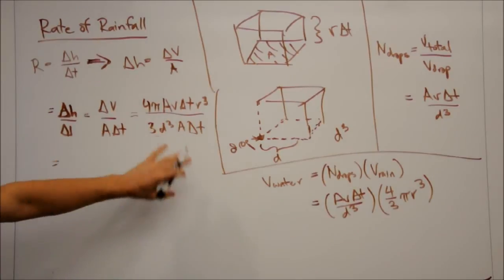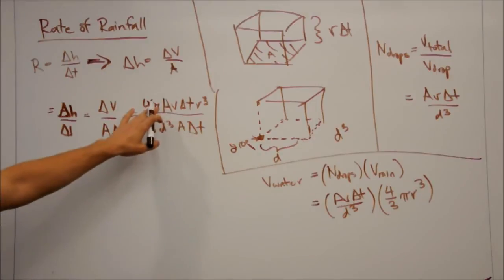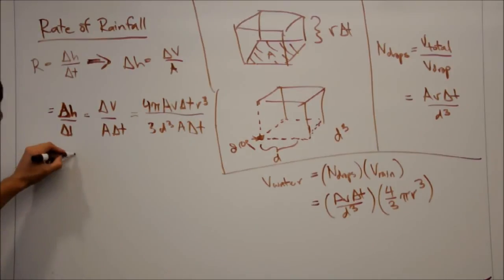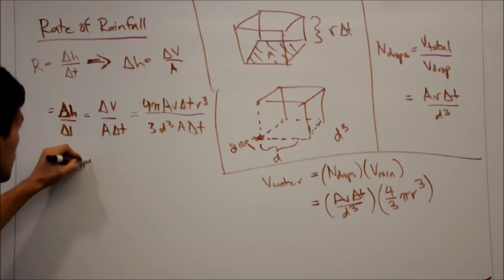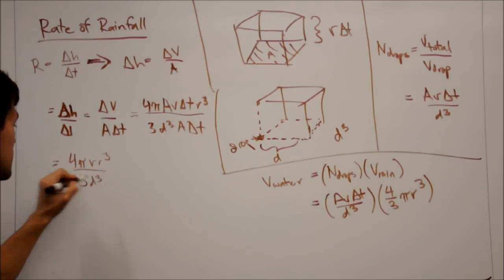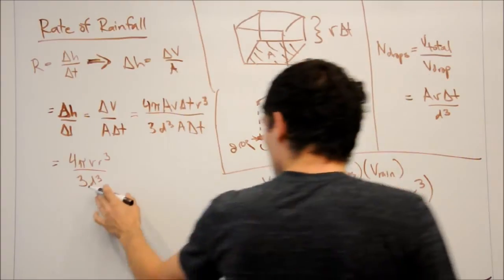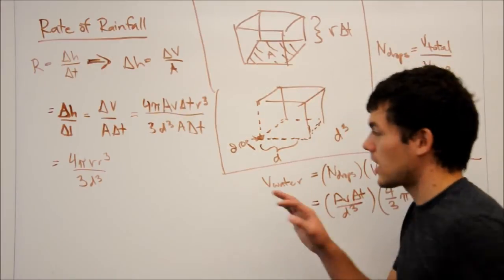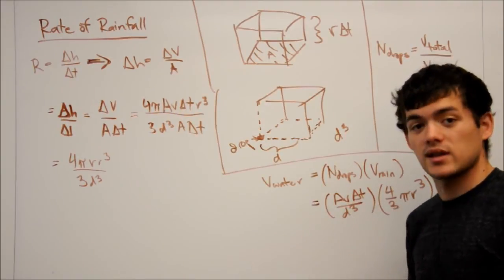So now we can do some canceling, make this simpler. We can cancel out the A terms and the delta T terms. And we're going to get 4 pi V r cubed over 3 d cubed. So now, all we have to do to make sense of this is plug in the values that we estimated in class.